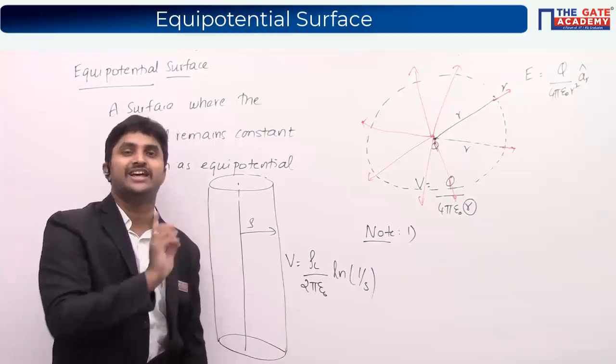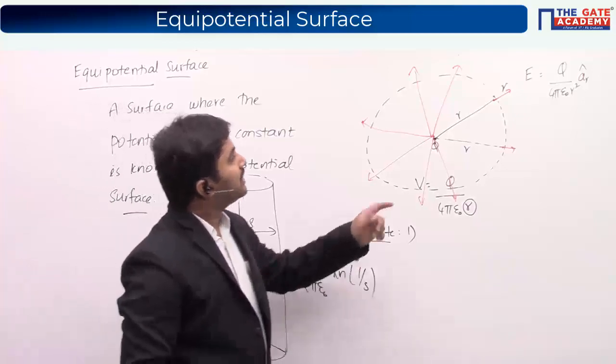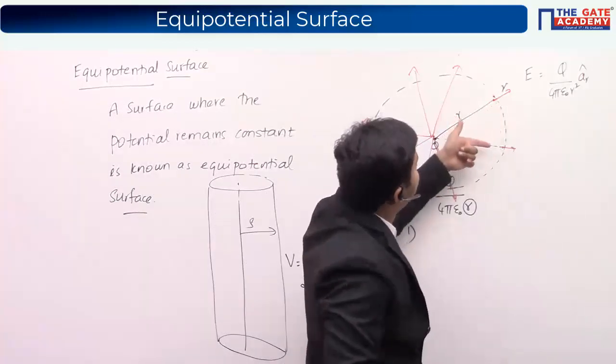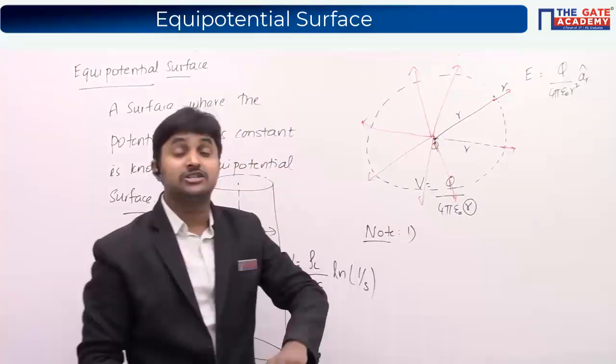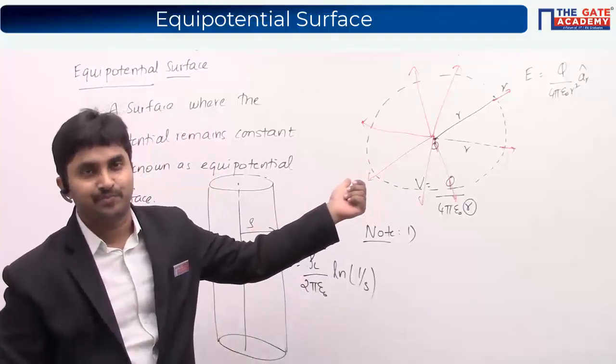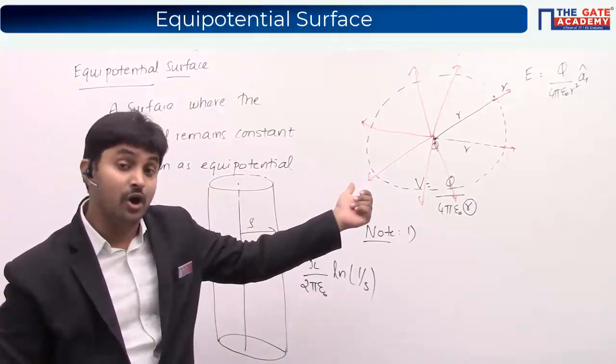Now, if it is in the radial direction, can I say that whatever electric field lines I am drawing here are perpendicular to the surface, normal to the surface?